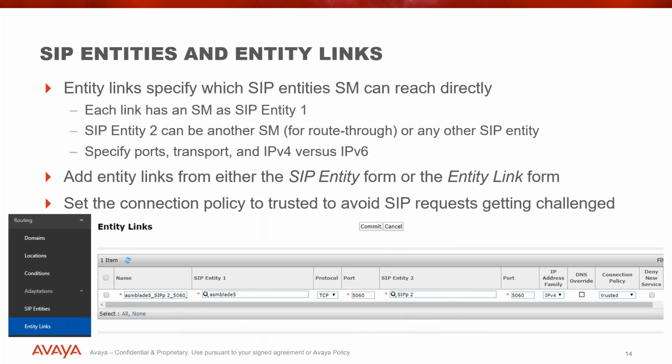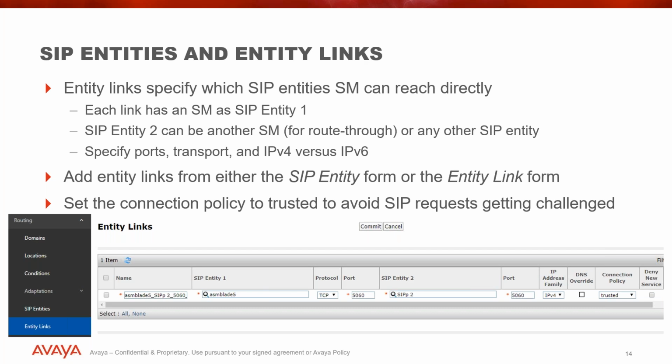Entity links determine which SIP entities your session manager can talk to. So if you don't have an entity link between the session manager and your SIP entity, you're not going to be able to route calls to it. Each link has the session manager as SIP entity one. SIP entity two on the entity link can be either a session manager or it can be any other SIP entity. If you specify a session manager as a SIP entity two, then those two session managers can pass SIP requests back and forth between each other. Now, why would you want to do that?